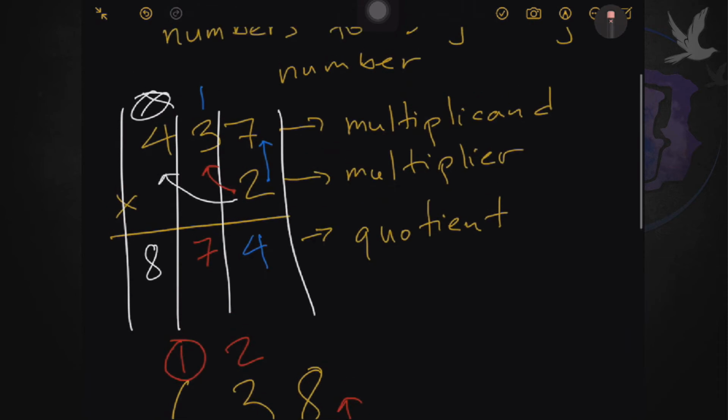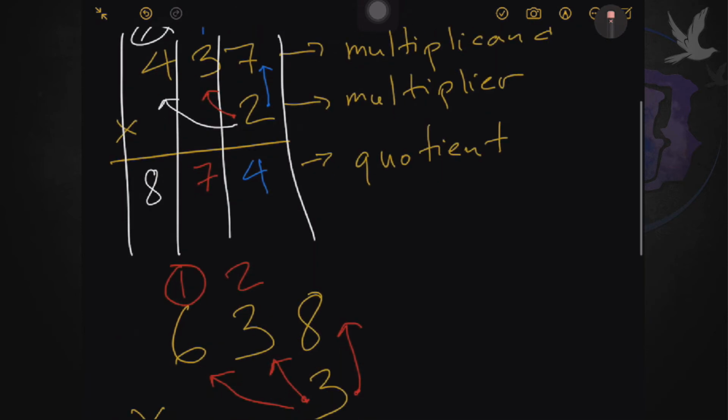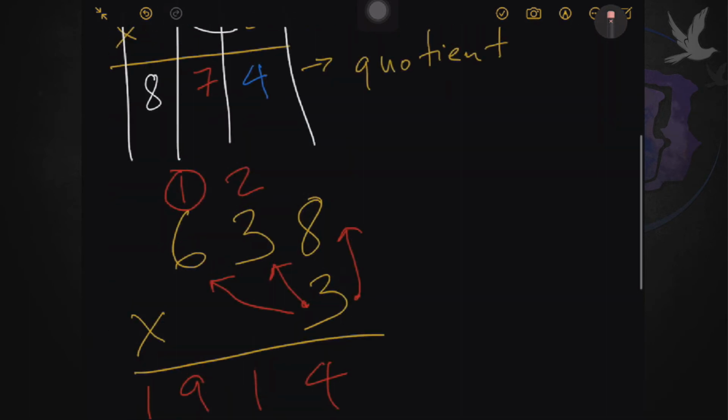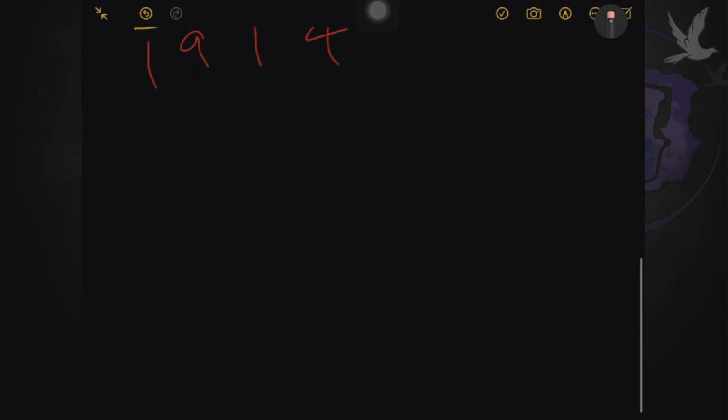This basically also works for a 2-digit number multiplied to a single digit. So for example, let's find a two-digit number. Let's say we have 97 times, let's say, 3.